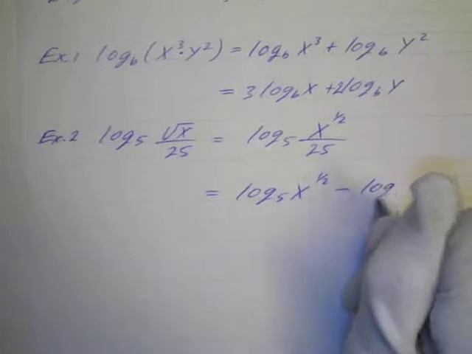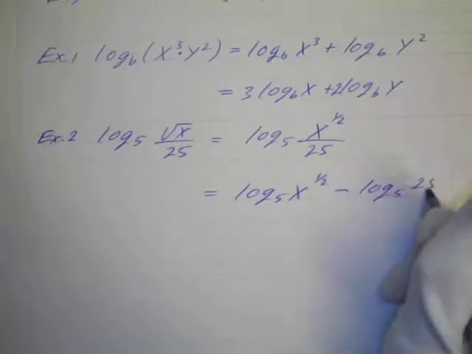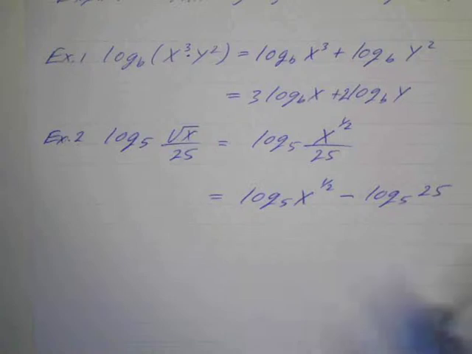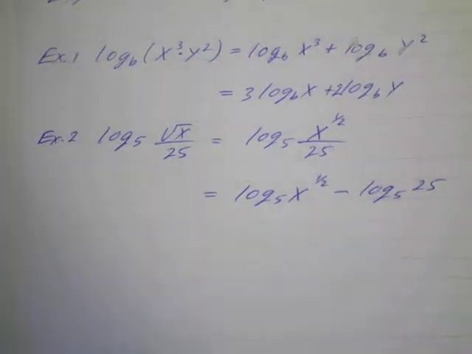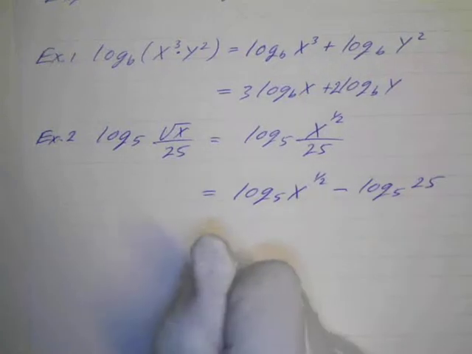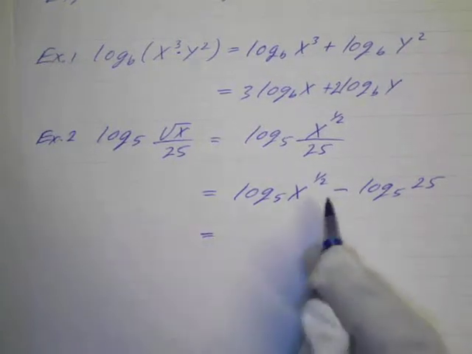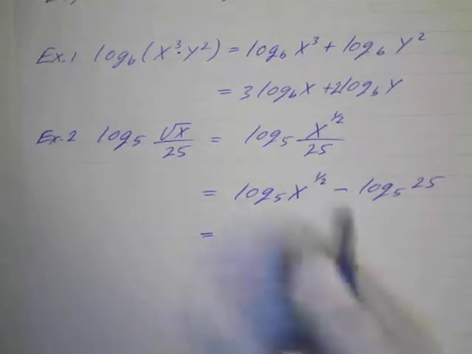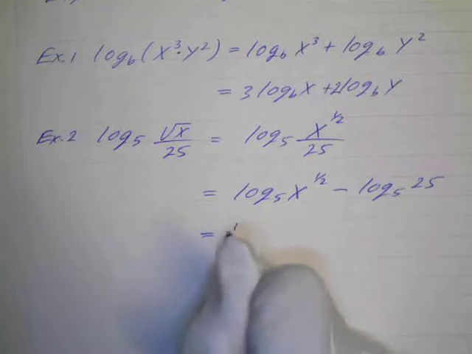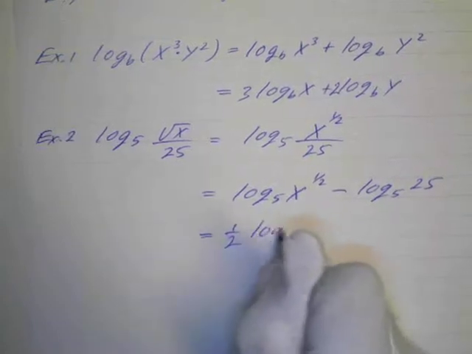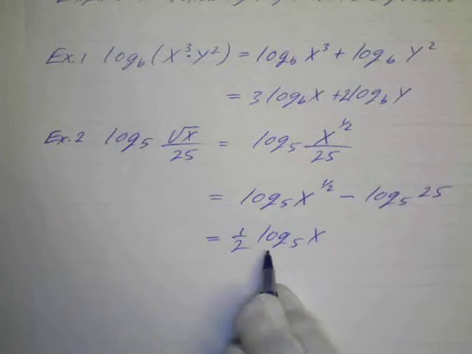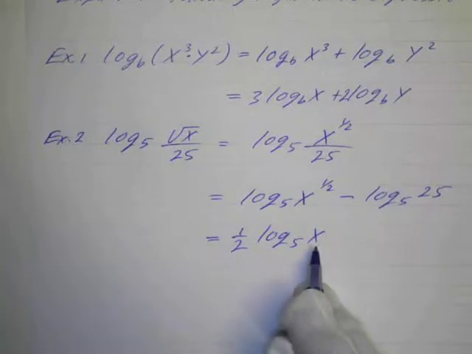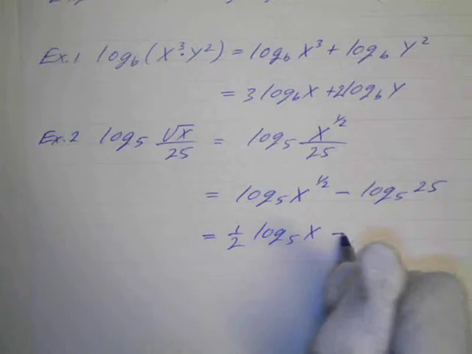Minus the log to the base 5 of 25. So the log of the quotient is the difference of the logs. So the log of the top minus the log of the bottom. Now what can I do with this? I can put this exponent in front. So I can say that's 1/2 times log to the base 5 of x. So now I've got that simplified to just the log to the base 5 of something. And minus this.